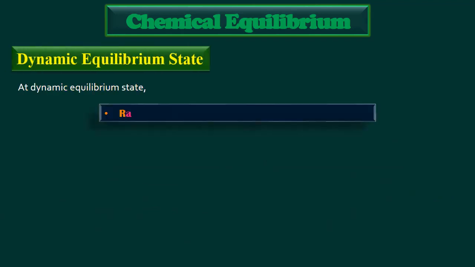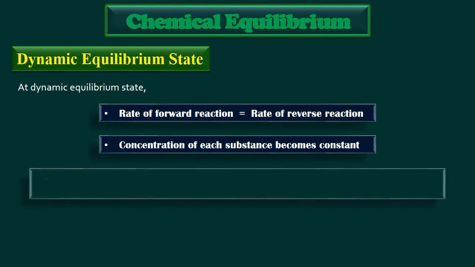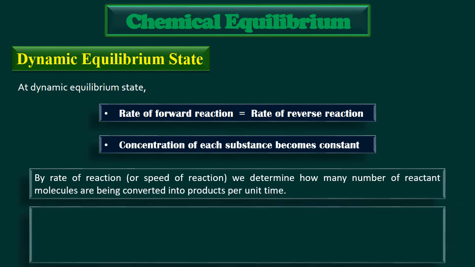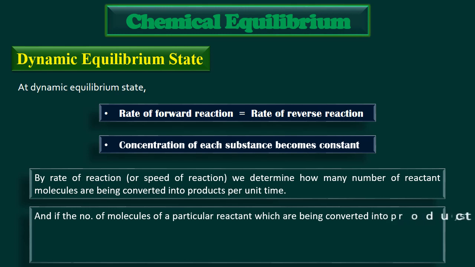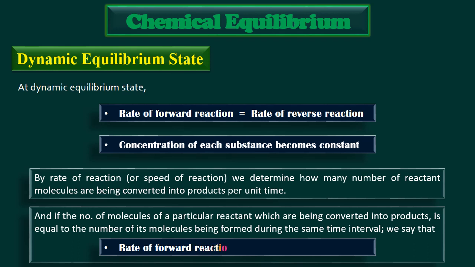So at dynamic equilibrium state, rate of forward reaction is equal to the rate of reverse reaction, and concentration of each substance becomes constant. By rate of reaction or speed of reaction, we determine how many number of reactant molecules are being converted into products per unit time. And if the number of molecules of a particular reactant which are being converted into products is equal to the number of its molecules being formed during the same time interval, we say that rate of forward reaction is equal to the rate of reverse reaction.